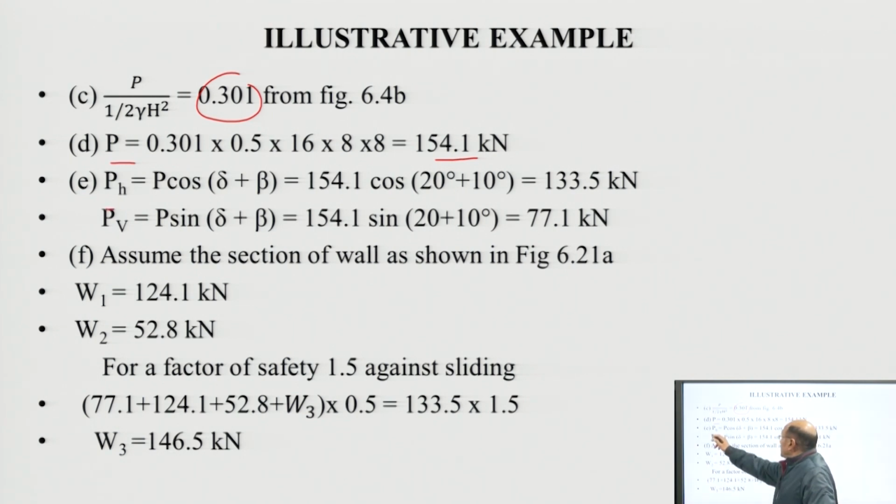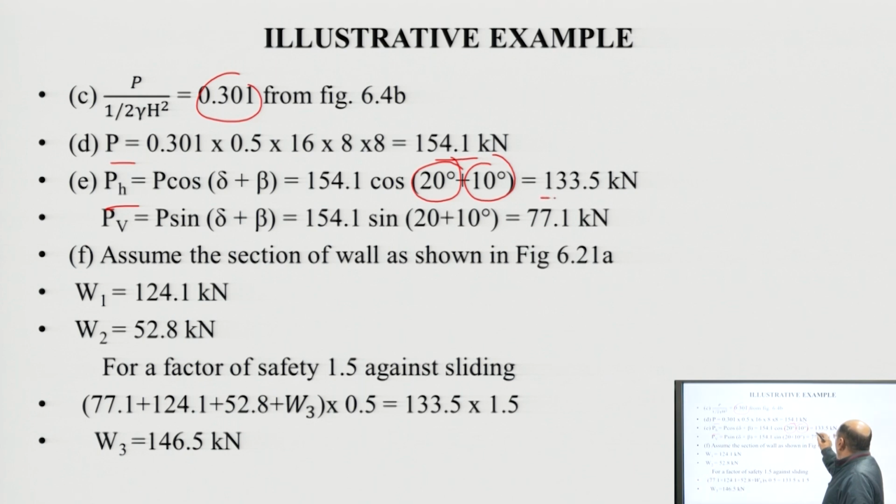Now, the PH, P cos delta plus beta will be equal to 154.1 cos 20 degree plus 10 degree, that will come 133.5 kilonewton. Now, PV will be equal to P sin delta plus beta, again 154.1 sin 20 plus 10. So, that will come 77.1 kilonewton.